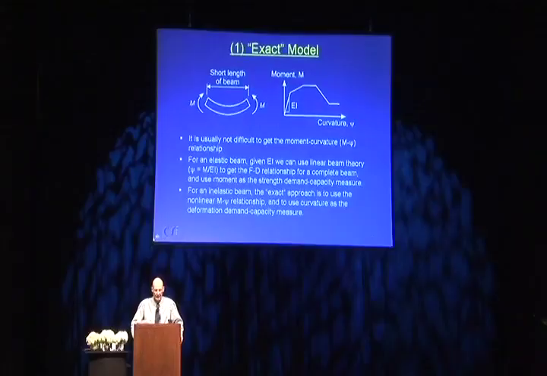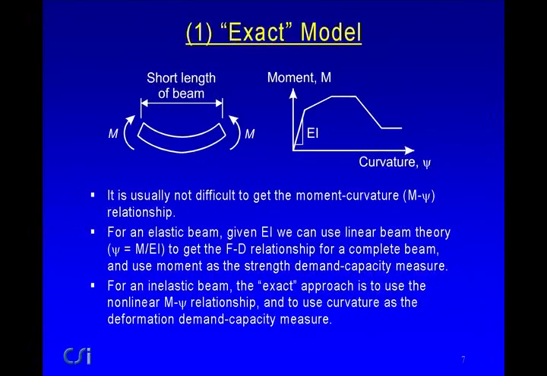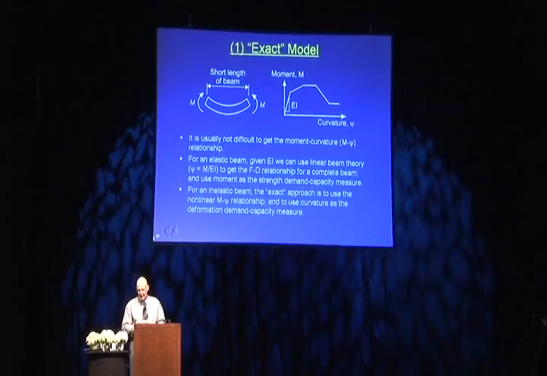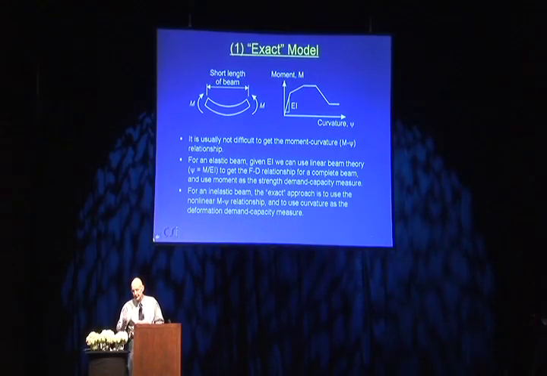Now, there are 5 models that you might consider using. I'm going to go through the 5 models in order. The first one would be to use an exact model, where you would take a short length of beam, and you could calculate, usually without too much difficulty, a moment curvature relationship for that short length of beam.